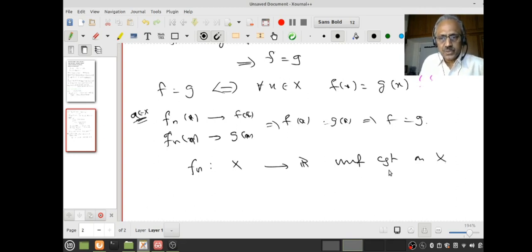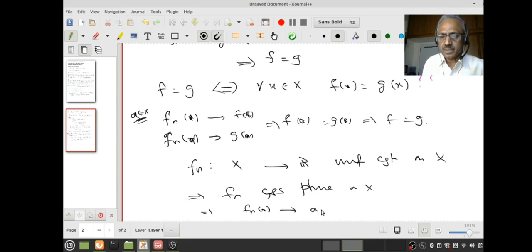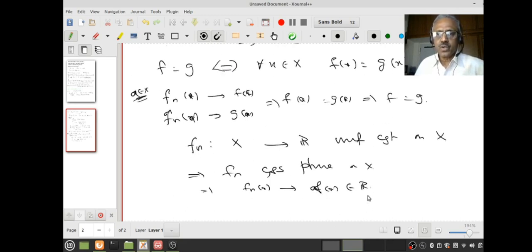Remember, if this is true, then as we just saw, fn converges uniformly on X, then fn must converge pointwise on X. You understand that? This implies fn converges pointwise, right? This means fn of x must converge to a number. Call it the number f of x in R. You follow that?